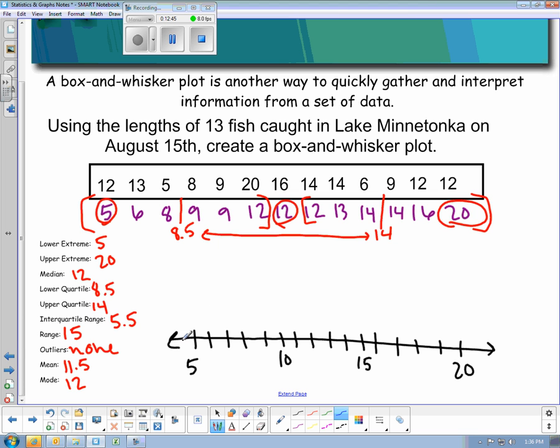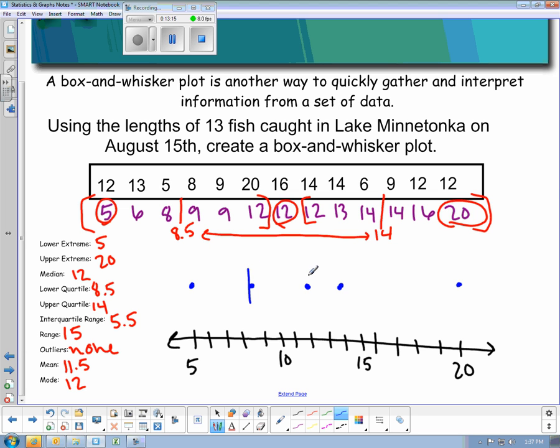So the first thing, my lower extreme is going to be at 5. My lower quartile, the next one, would be 8.5. That's 6, 7, 8.5, right in between the 8 and the 9. Then my median is 12. The upper quartile is 14, and then the upper extreme is 20.